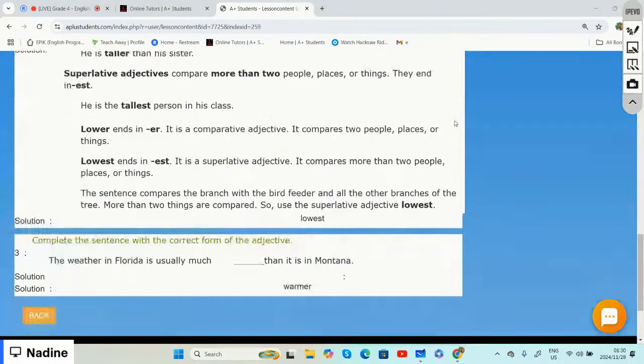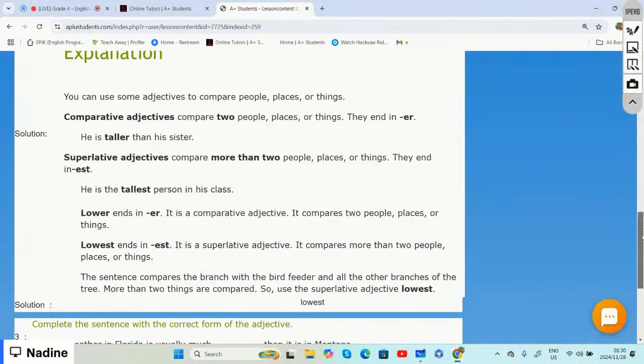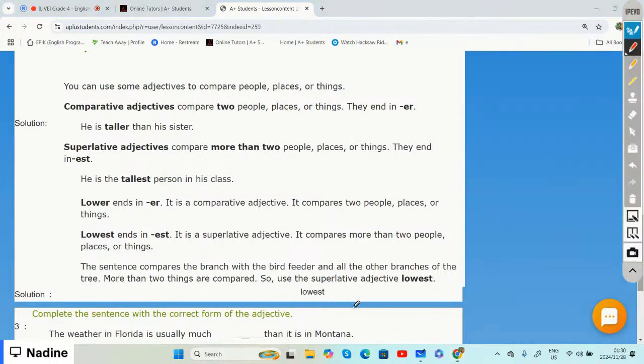All right, one more, and then we're going to our test. It says the weather in Florida is usually much, do we say warmer, or it is much warmest than it is in Montana? Which one is correct?